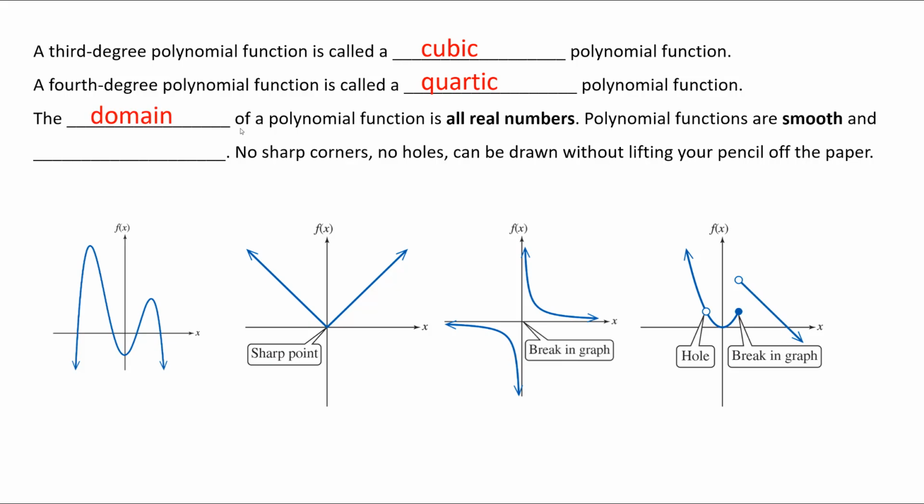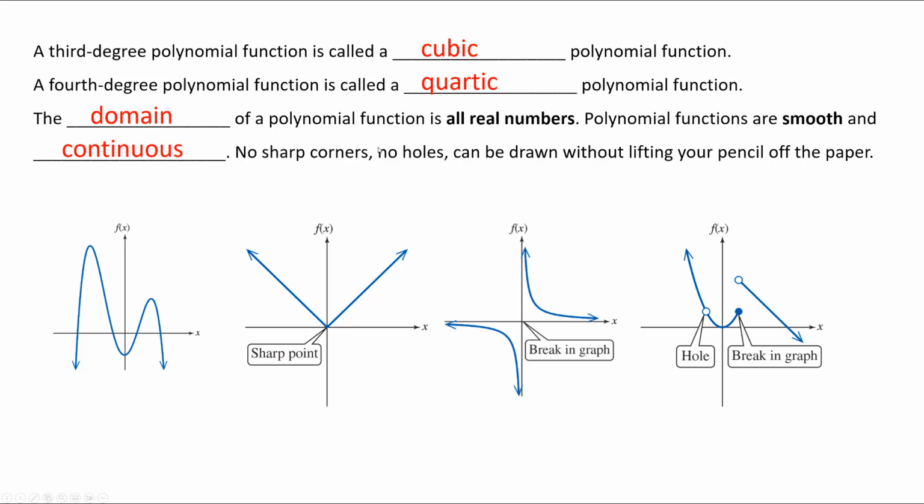The domain of any polynomial function is all real numbers, because polynomial functions don't have variables in the denominator, so you don't ever need to worry about a denominator being 0. And polynomial functions don't have square roots of a variable either, so you don't have to worry about getting a negative number under the square root. So polynomial functions will always have a domain of all real numbers. You can put any real number in there.